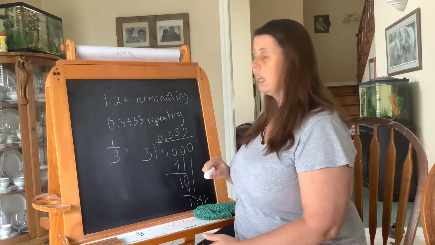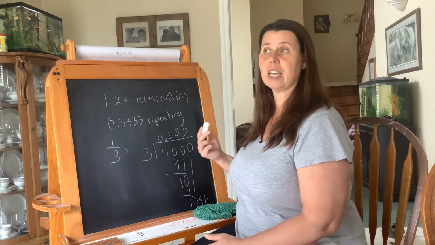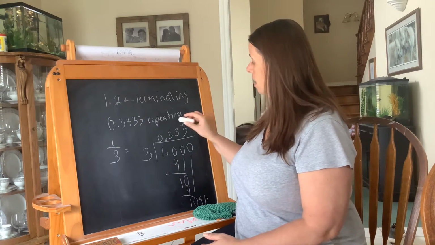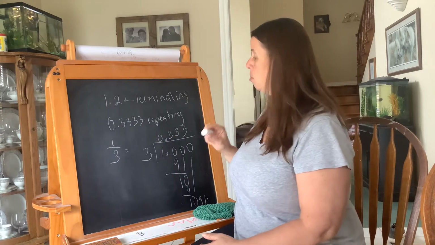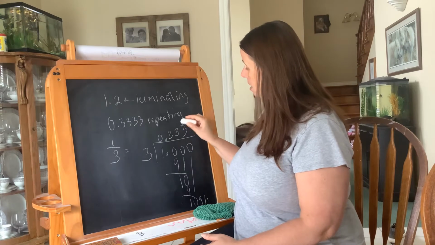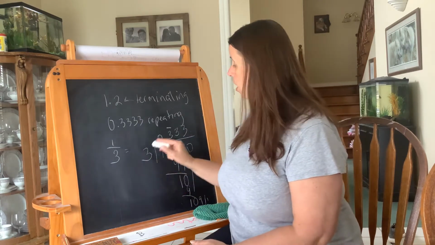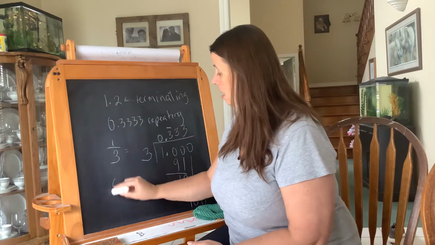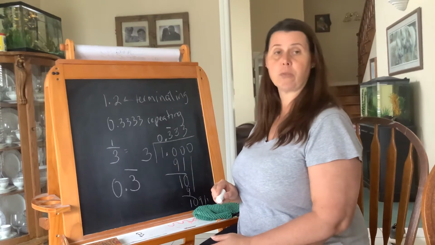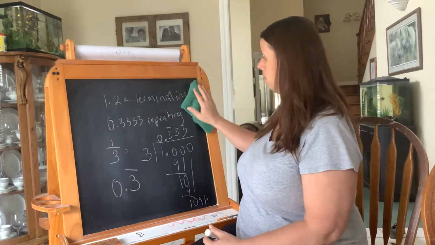There's a couple of different ways to show a repeating decimal, but the way that Jump Math teaches it is that you use a line and you put it over the part of the decimal that repeats. So in this case, 3 repeats. So when I would write decimal 333 as a decimal, I would write decimal 3 with a line over the 3, and that tells me that this 3 goes on forever. Okay?